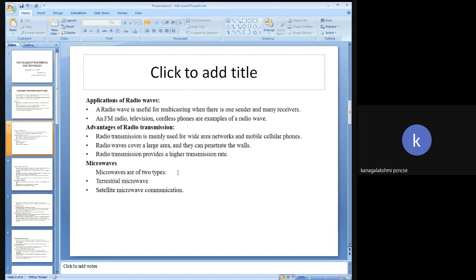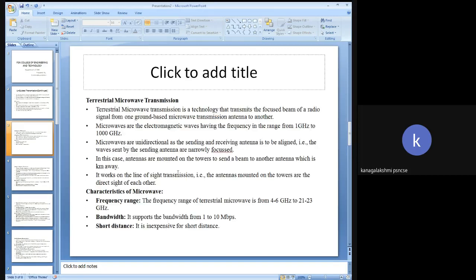Next, moving on to the second unguided media, microwave. There are two types of microwave transmission: terrestrial microwave transmission and satellite microwave transmission. Terrestrial microwave transmission is a technology that transmits a beam of signals from one ground-based microwave transmission antenna to another ground-based microwave transmission antenna. The frequency range for microwave transmission is from 1 gigahertz to 1000 gigahertz.